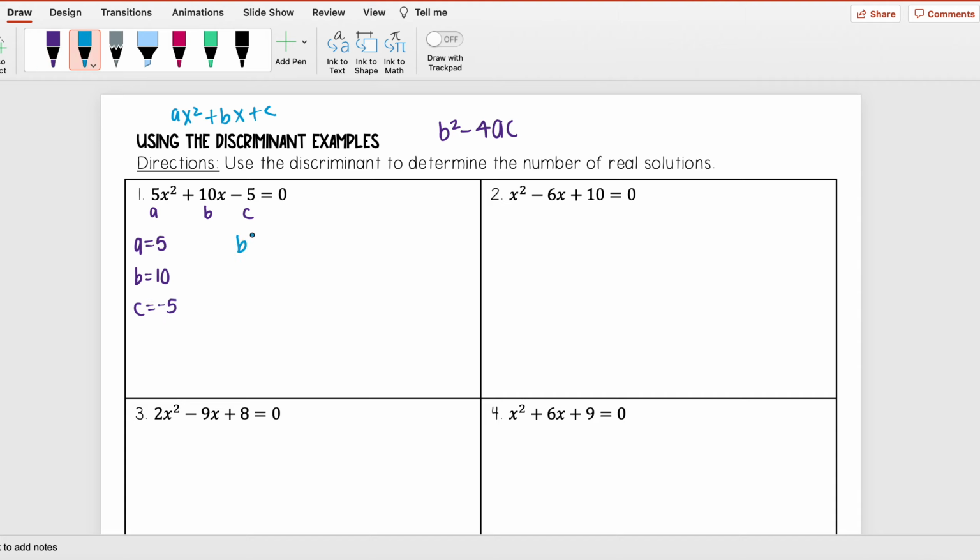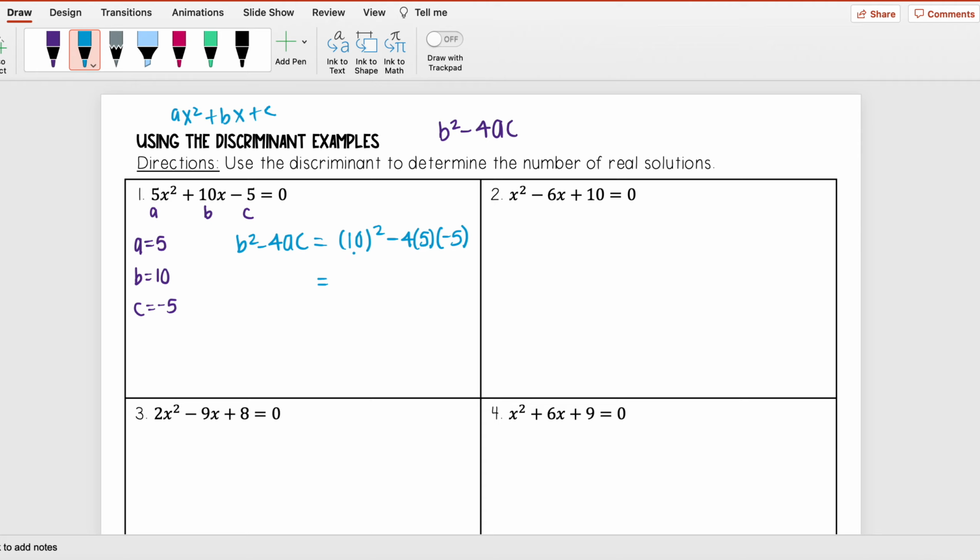So that means that b squared minus 4ac is equal to, well, b is 10, so I have 10 squared. And then I would recommend always putting parentheses when you're plugging something in. So I put parentheses around my 10, minus 4 times a, which is 5, times c, which is negative 5. So you notice I put parentheses around everything, so I want to make sure that I know I'm multiplying these.